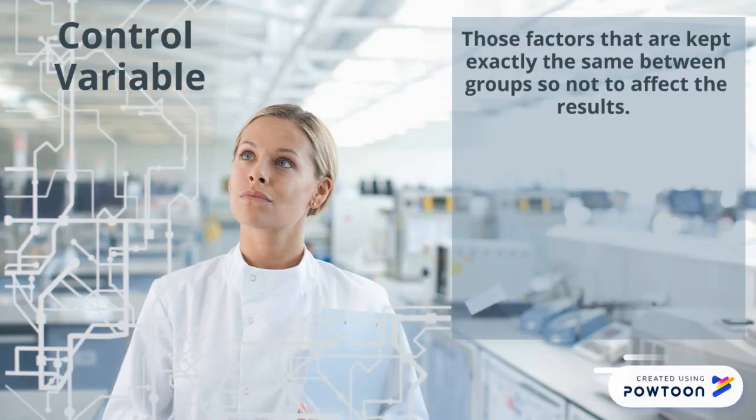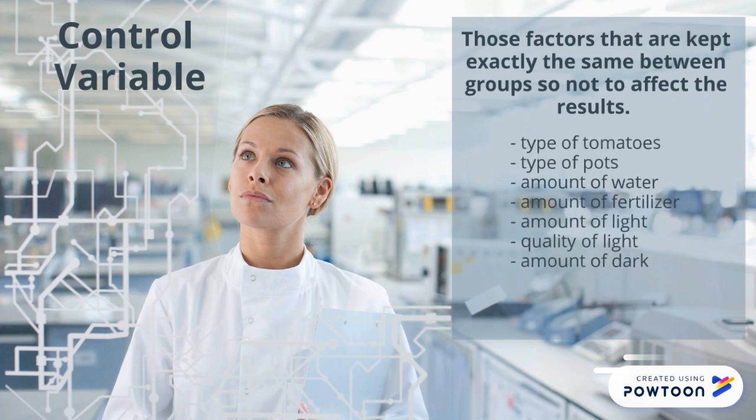Control variables are critical to a well-run experiment. These are the factors that are kept exactly the same between groups so they don't affect the results. There should be only one difference between the groups, and that is whatever you're testing. Everything else should stay the same.